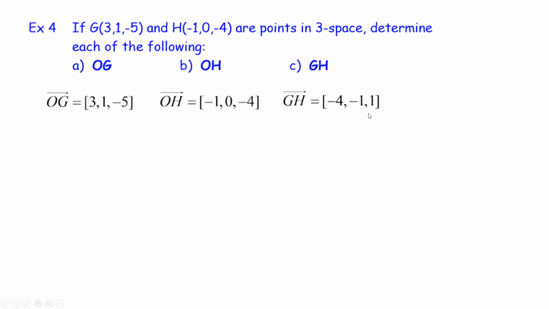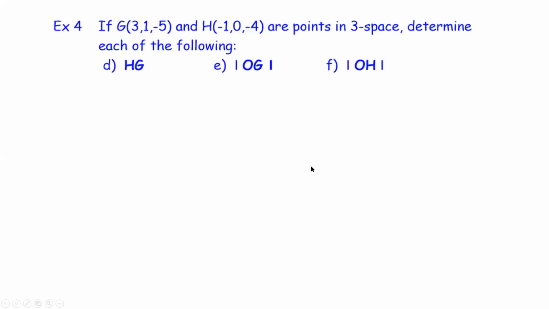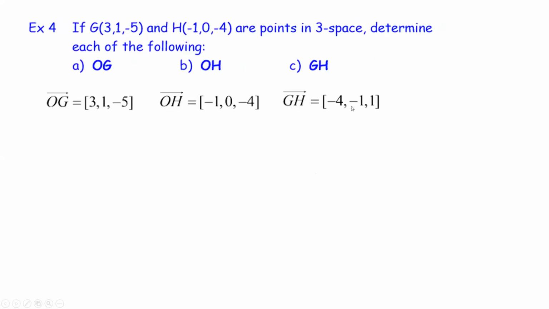Now my next question coming up is asking for the HG vector. Well, let me go back. If the GH vector is -4, -1, 1, what do you think the HG vector would be? Without having to do a lot of math, what do you think the HG vector would be? All I'm doing is simply asking for the vector in the other direction. It's still 3 space, but what do you think would be the answer without me doing a whole bunch of math? I have the GH, I want the HG. Any thoughts on what I might do to get the HG vector?